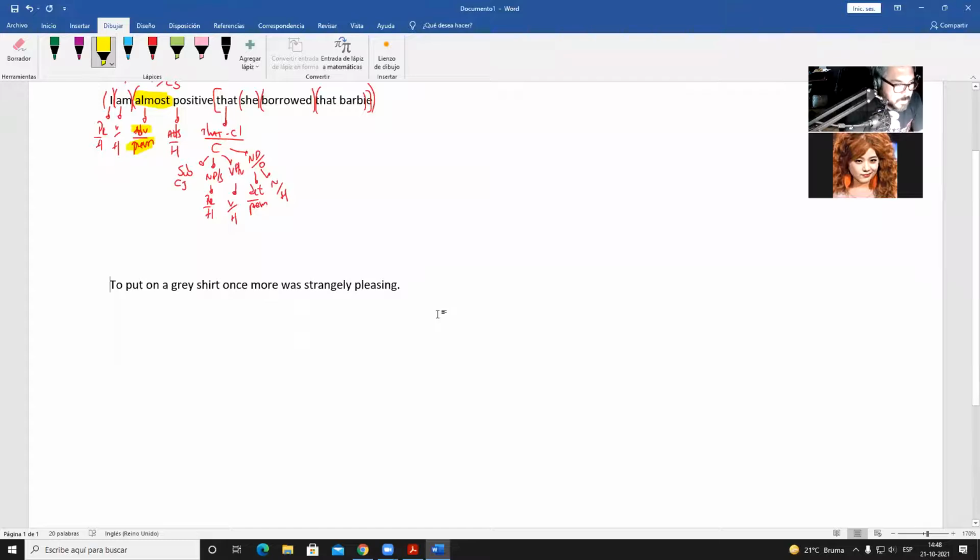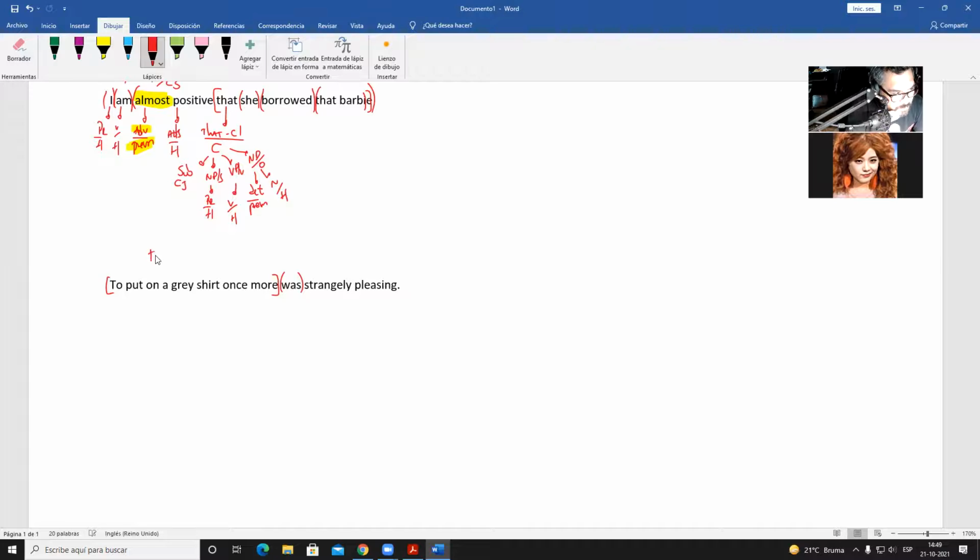To put on a gray shirt once more was strangely pleasing. It's a really weird sentence because here we have our verb phrase, and our subject is not performed by a noun phrase but by a clause, right? To put on a gray shirt once more was strangely pleasing. It was strangely pleasing. That's really interesting.